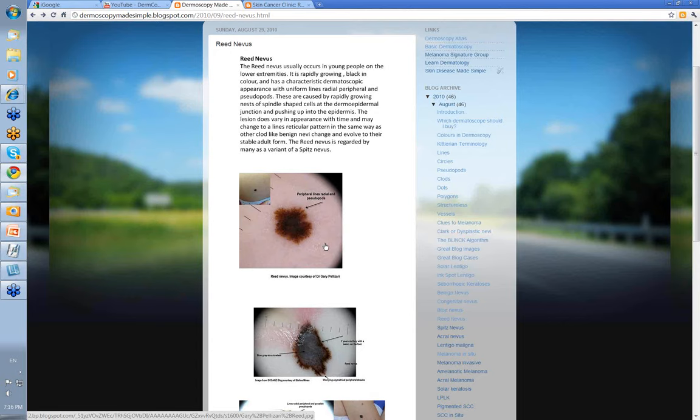Interesting things, very characteristic dermatological appearance. I'm sure once you've seen it, you'll never forget it.